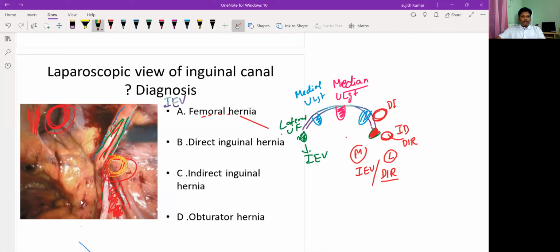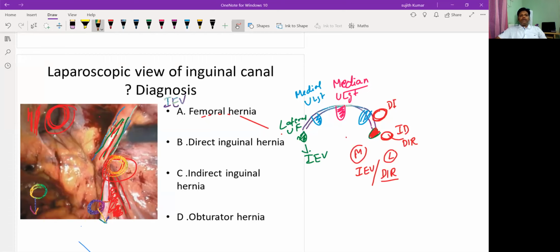The femoral and obturator hernias will be here. The femoral hernia lies in this location, on the content of the external iliac vessels. In this picture it is not visible, but you have to go deeper. Here also, femoral as well as obturator. So this is based on the inferior epigastric vessels, just like an open hernia.